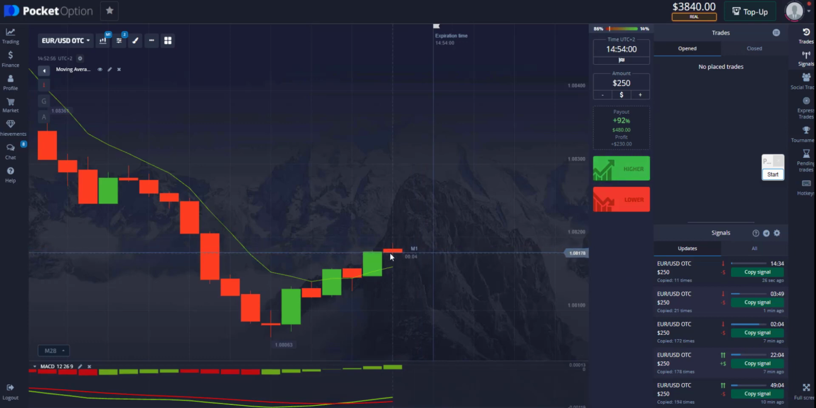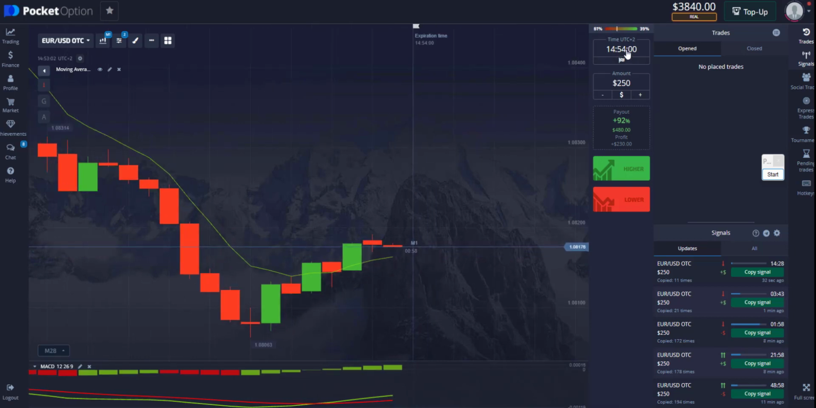I will wait for the end of this candle. After that I will get 2 minutes from the start of the new candle. Now we choose 2 minutes and get deals.